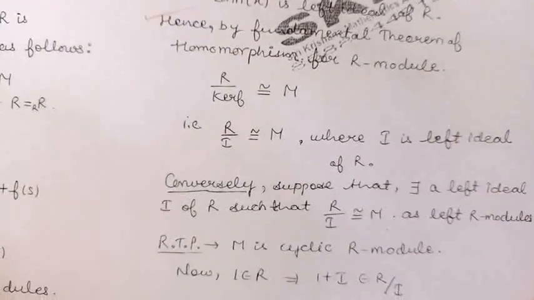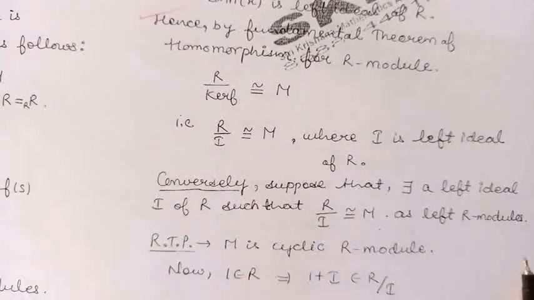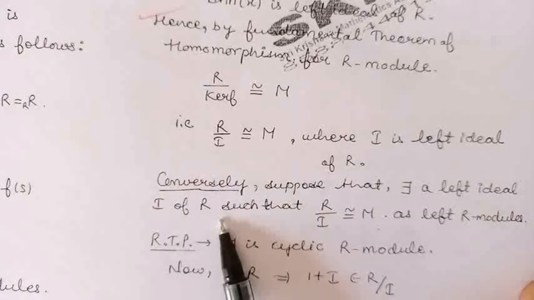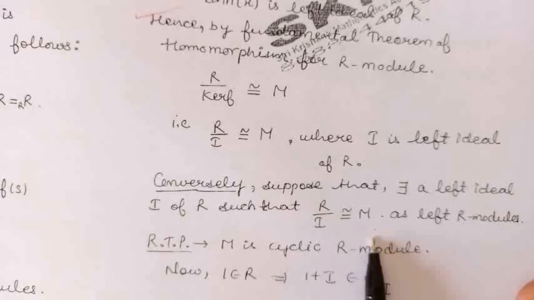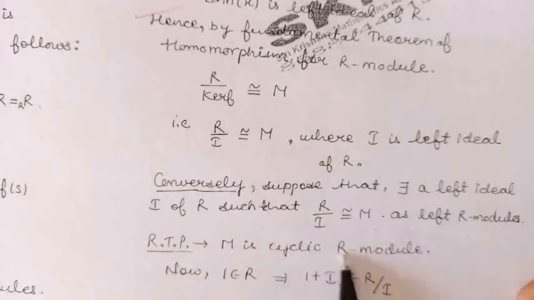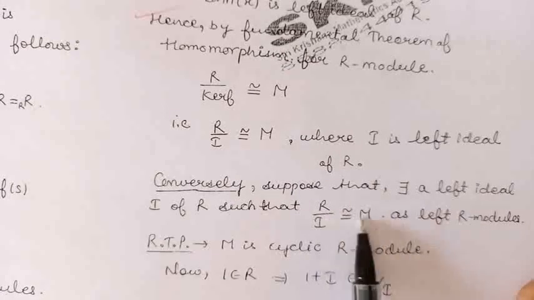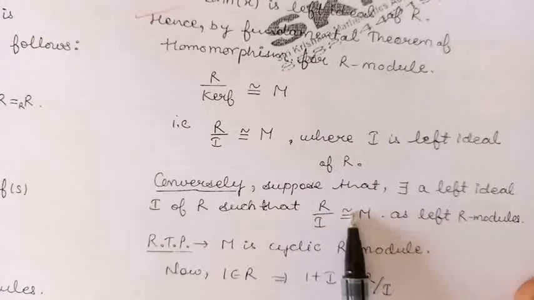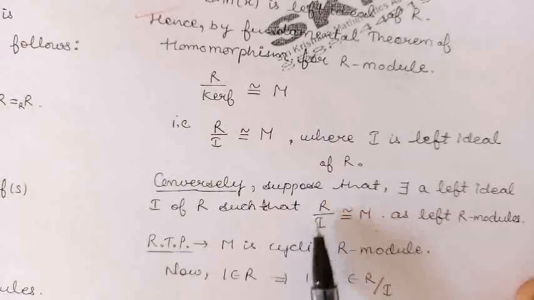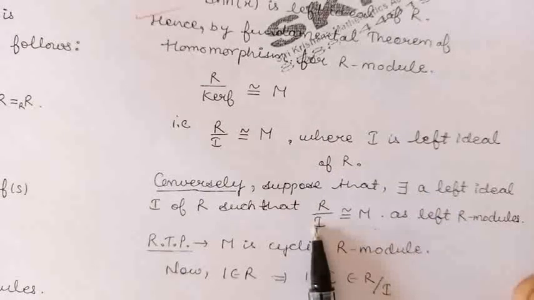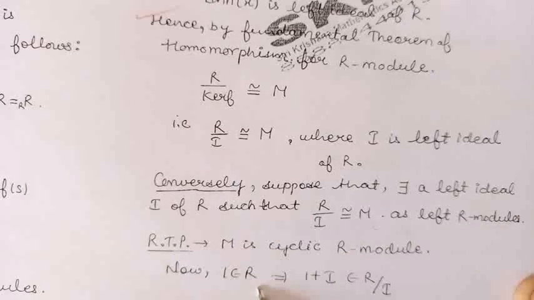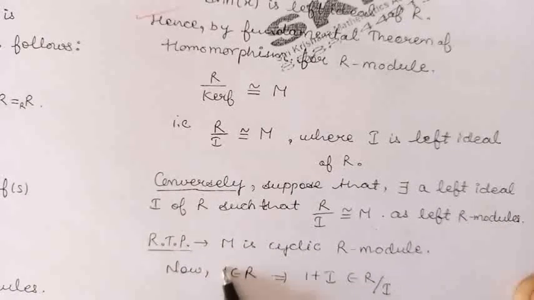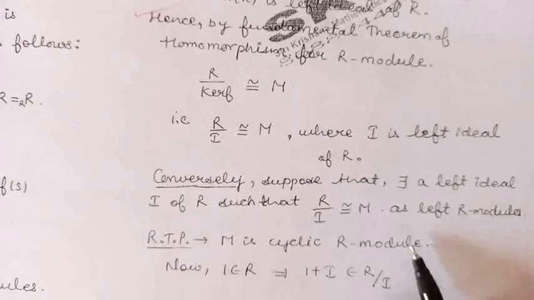Now in the converse part, we are given a left ideal I of the ring R such that R by I is isomorphic to M. We are to prove that M is a cyclic R-module. Because these two are isomorphic, in order to prove that M is cyclic, we can prove that R by I is cyclic. Now because we are given R is a ring with unity, the unity element belongs to R. We have denoted it by 1. So 1 plus I belongs to R by I.